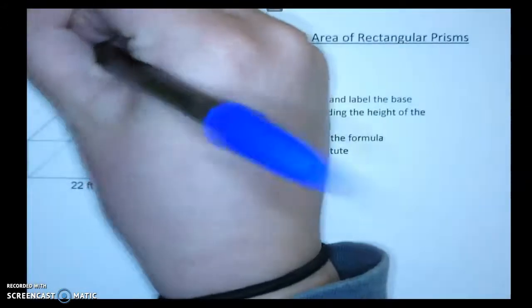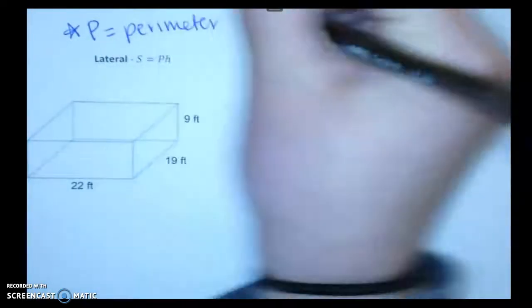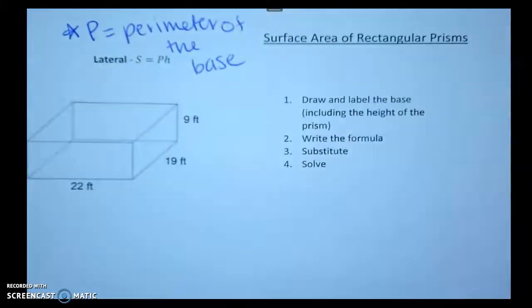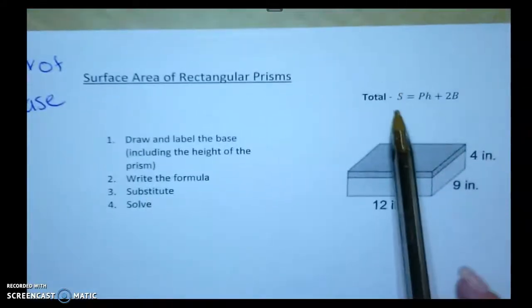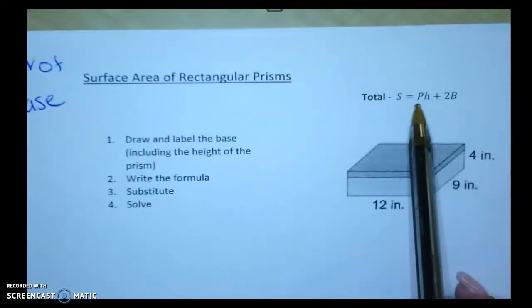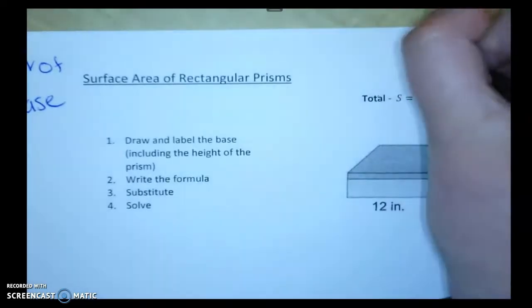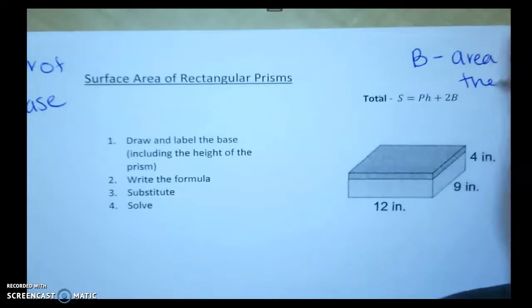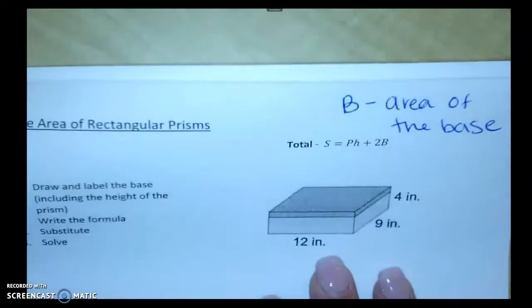I'm going to go ahead and make a note right here. Big P stands for perimeter of the base. So if you don't know what that is, go ahead and write that down in your notes. The other formula we're going to use is this one, S equals big P times H, where big P still stands for perimeter of the base, plus 2 times big B. And then remember, big B stands for area of the base, okay?